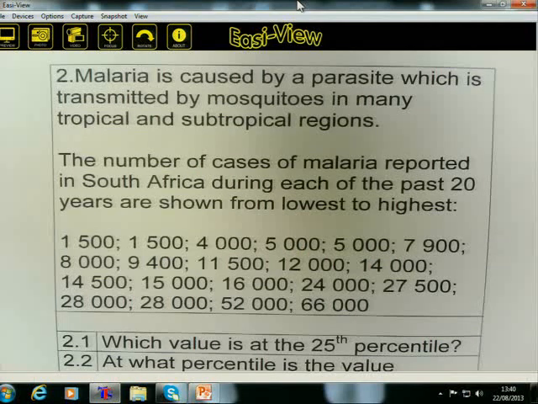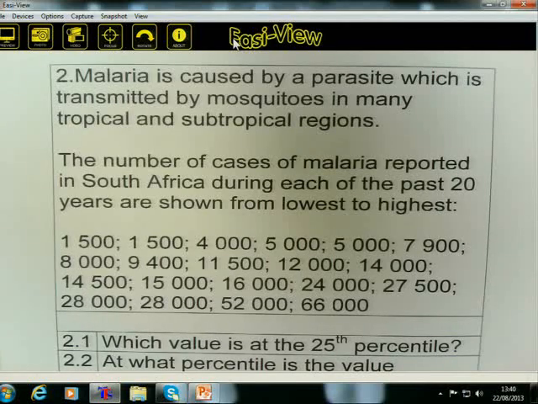With regard to percentiles, grade 12s, the question says, malaria is caused by a parasite which is transmitted by mosquitoes in many tropical and subtropical regions. Let me repeat that statement. Malaria is caused by a parasite which is transmitted by mosquitoes in many tropical and subtropical regions. The number of cases of malaria reported in South Africa during each of the past 20 years, as shown from lowest to highest.